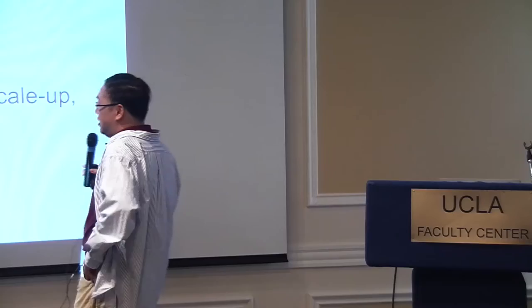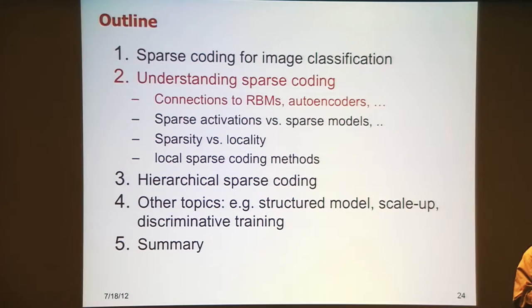I would like to pay more attention to the meaning of sparsity in learning a sparse representation. There might be some other reason why sparsity is preferred, which is locality. And then see if we can develop better methods to get sparse coding. Better means computationally and accuracy-wise.